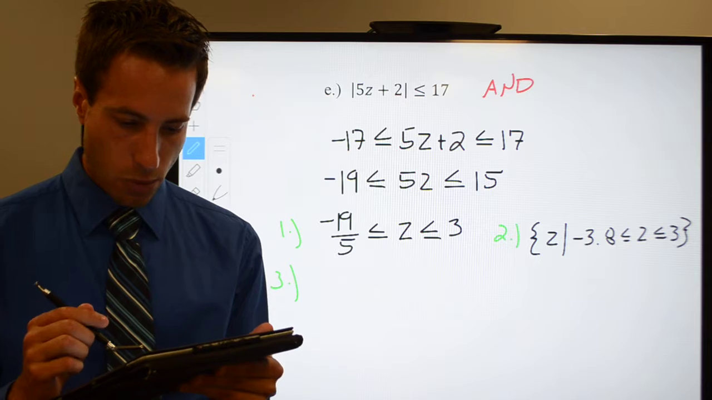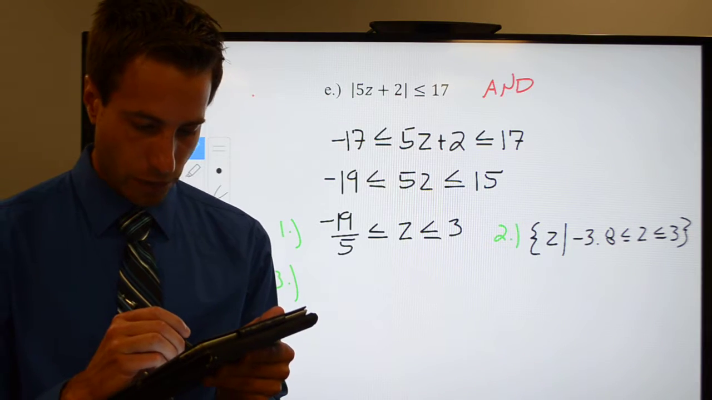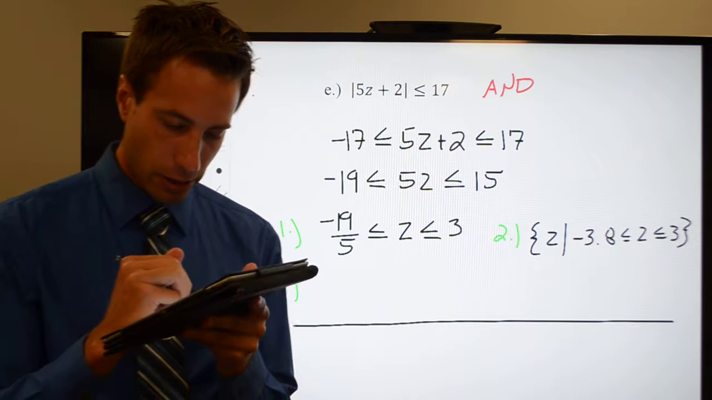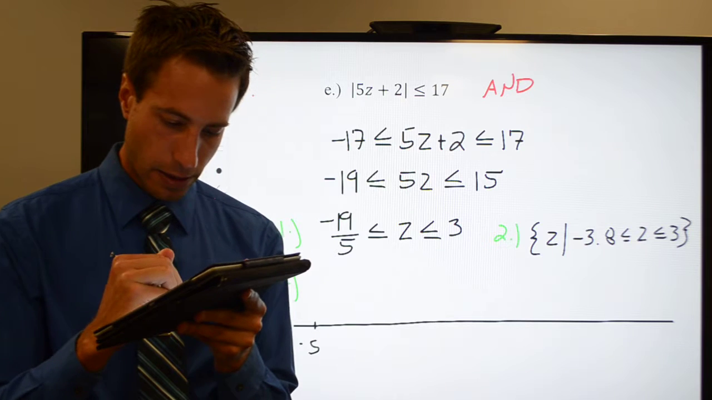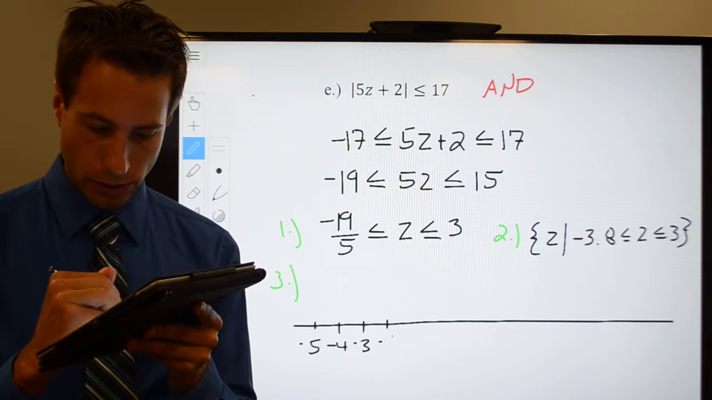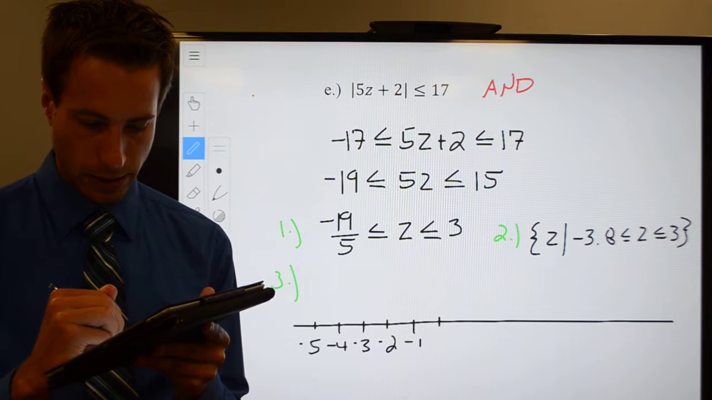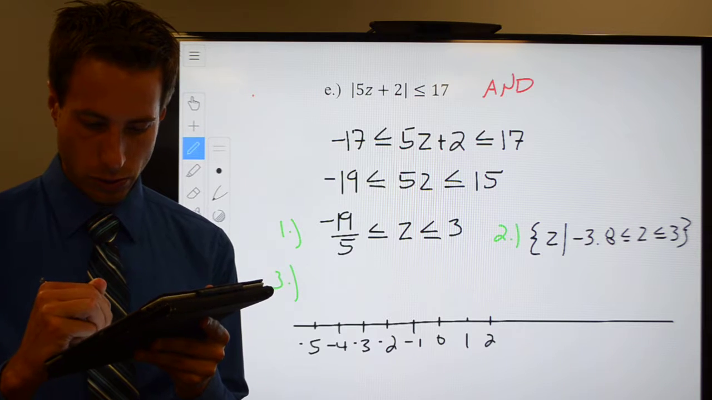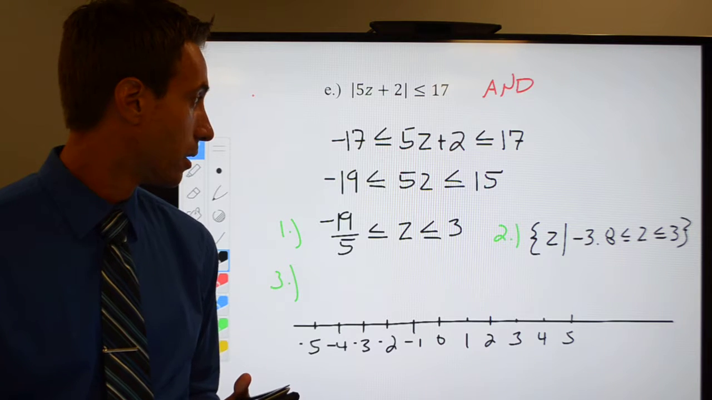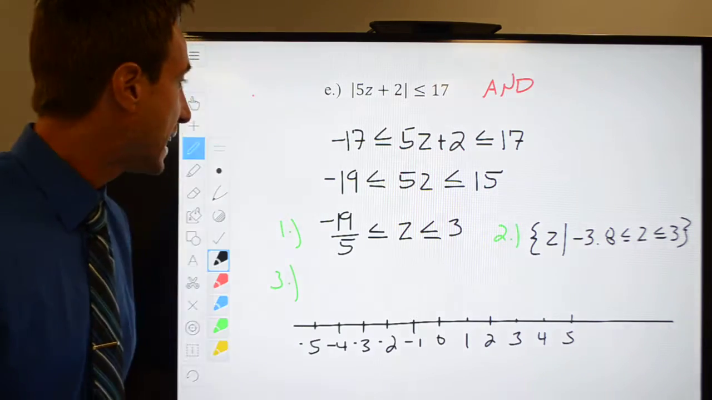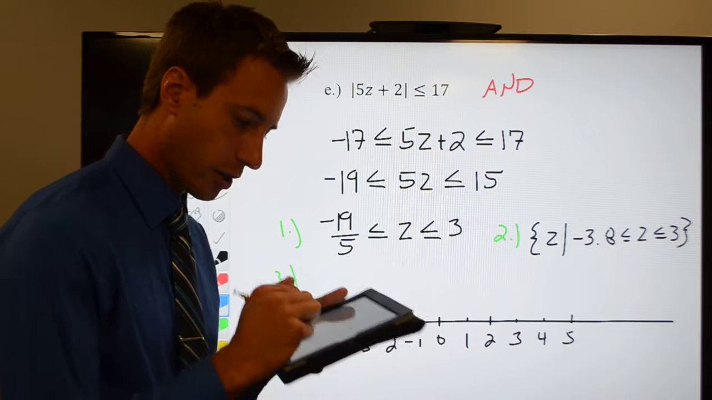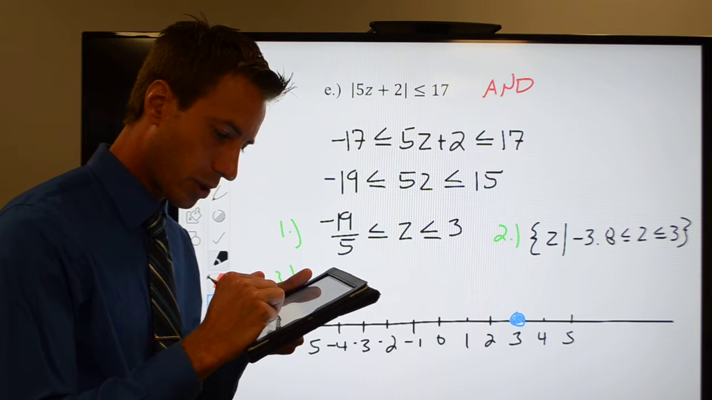All right. Wow, we are going from a negative 3.8 to a positive 3. We can fit all that on here. Let's start with minus 5, minus 4, minus 3, minus 2, minus 1, 0, 1, 2, 3, 4, and 5. All right, here we go. I need everything less than or equal to 3. Let's do this one in blue. Less than or equal to 3. There's my 3. Closed circle, so we're going to fill it in.